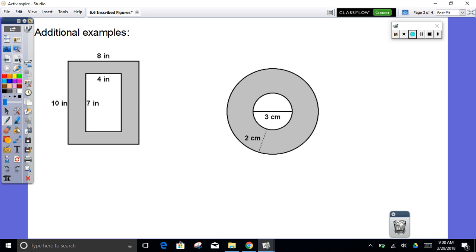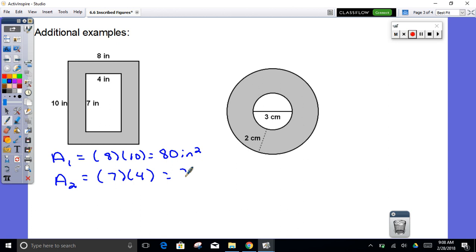All right, so the first one has two rectangles. This is nice and easy. If we find the area of the large rectangle, let's just say area 1, we just have to do base times height, which is 80 square inches. If we find the area of the smaller rectangle, we do base times height, which is 28 square inches. Subtracting the two, we get 52 square inches. It's a lot easier when they give you the picture.